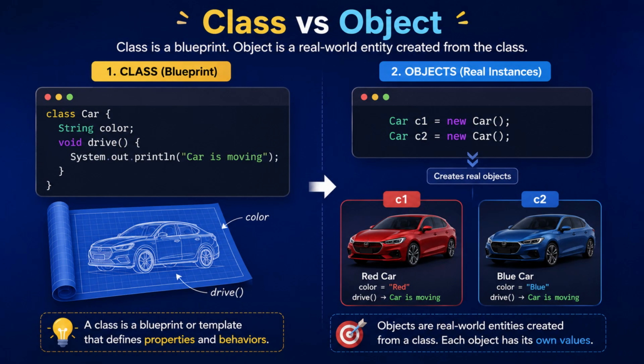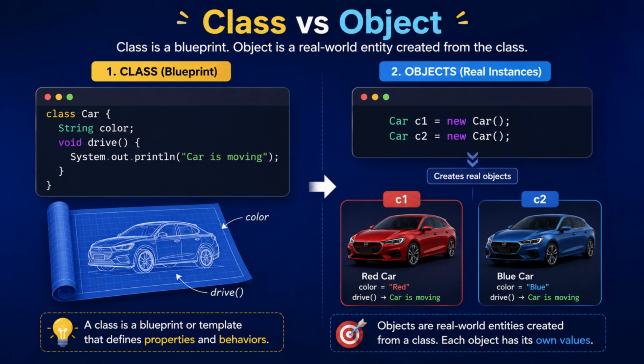Now let's clearly understand the difference between a class and an object. On the screen, you see a blueprint transforming into real houses. A class is a blueprint. It defines what an object should have. An object is the actual instance created using that blueprint.